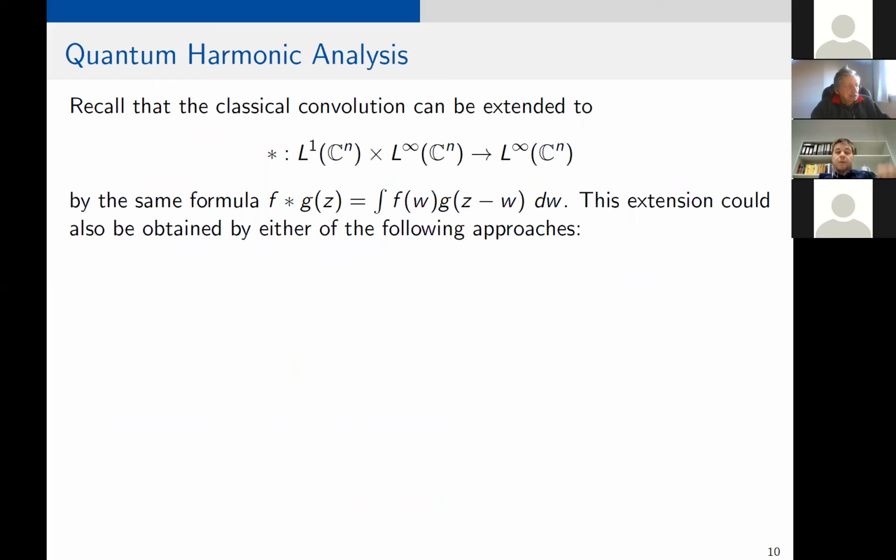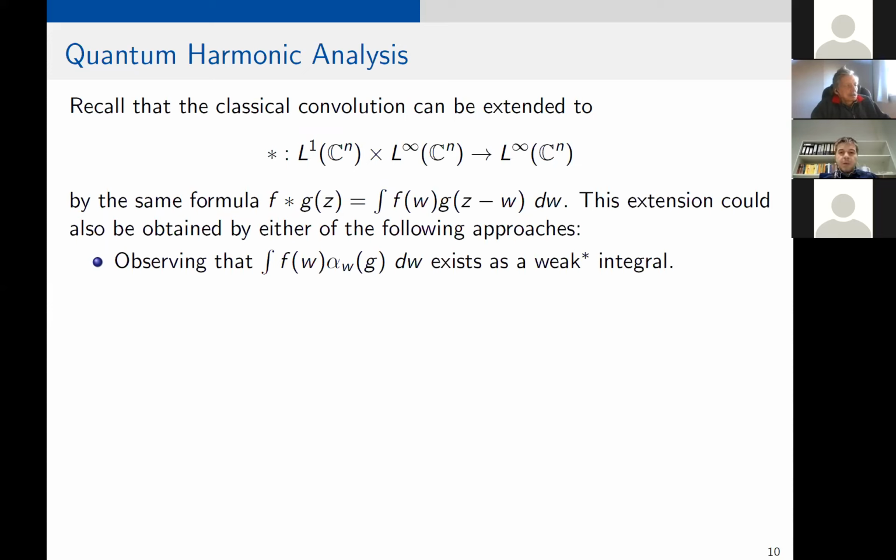Okay, now for the classical convolution, as you know, you don't need to restrict it to L1 factors. You can also define this as a map from L1 times L infinity to L infinity, simply by the same formula. But you could also define this convolution by one of the following two approaches, which are closely related: either defining the convolution as this integral, which is not a Bochner integral anymore, but exists as a weak star integral, or, which is closely related, you could do the following.